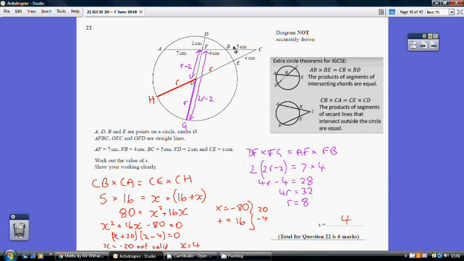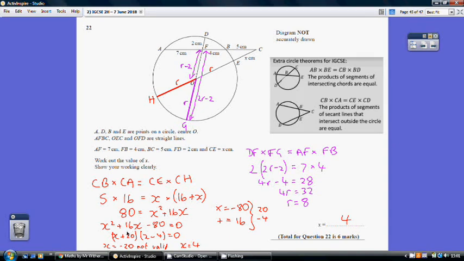So I'm saying CB times CA equals CE times CH. CB is 5, CA is all the way the 5 plus the 4 plus the 7, which is 16. CE is my unknown X, and my C all the way to H is my 2 lots of radius, so my 16 plus my unknown X. So multiplying out on the right hand side, I get 16x plus x squared equaling 80.